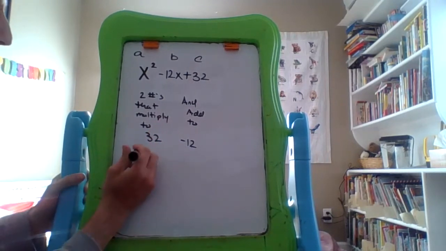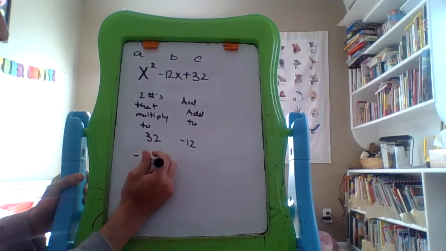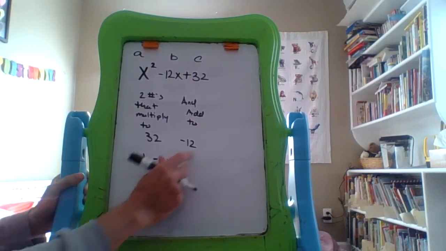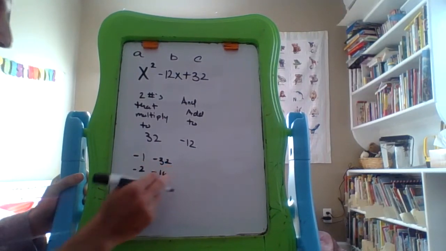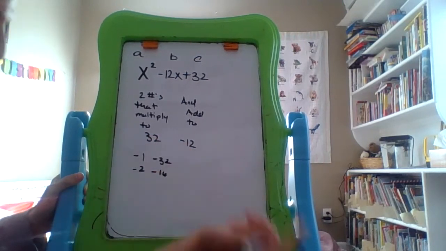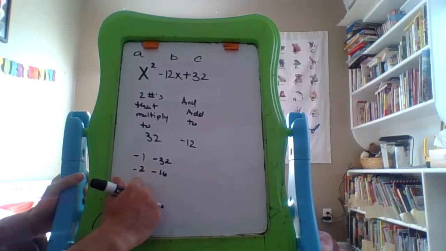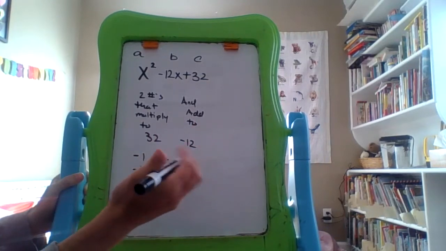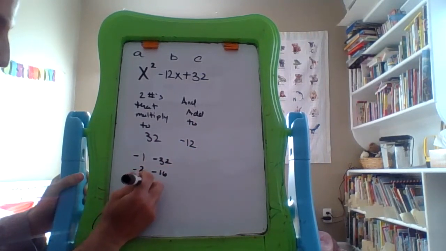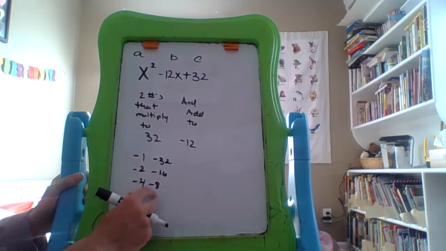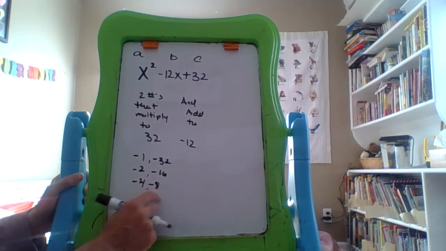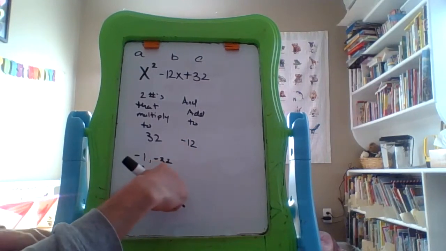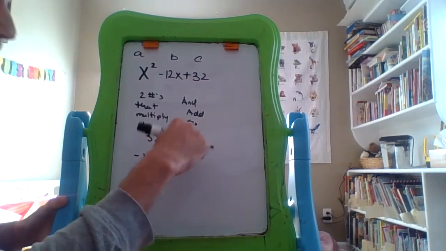So the best thing to do is write down your list of negative numbers. So negative 1, negative 32, those do not add to negative 12. Negative 2, negative 16, those multiply to 32, but again, don't add to negative 12. If I tried to write down negative 3, that wouldn't go in evenly, wouldn't divide. So negative 4 and negative 8. Oh, those are my two numbers because negative 4 times negative 8 gives me positive 32. But negative 4 times negative 8, if I add those, negative 4 plus negative 8 gets me to negative 12.